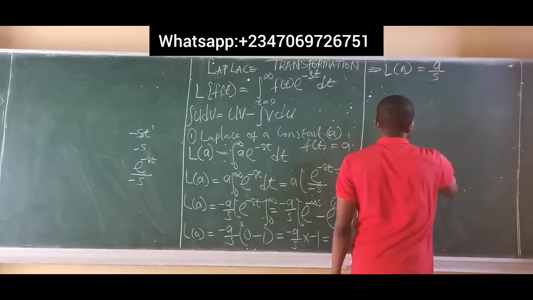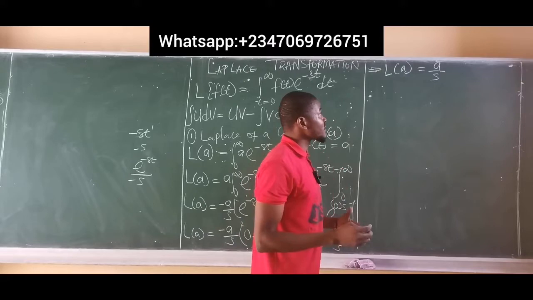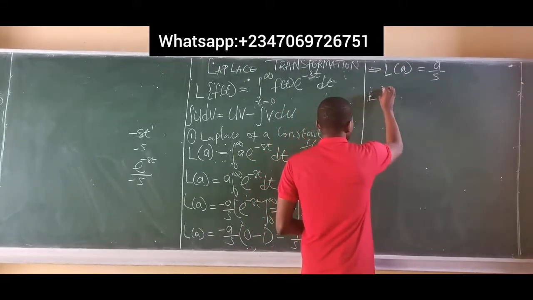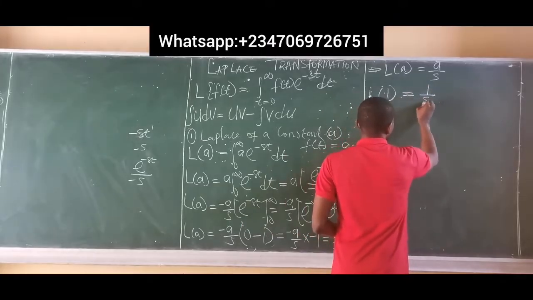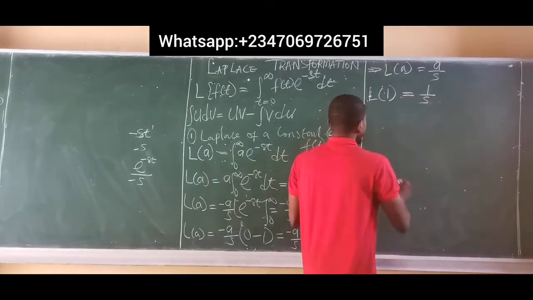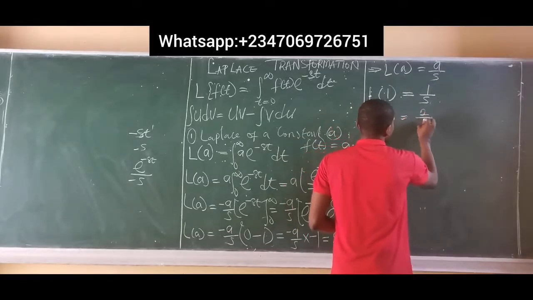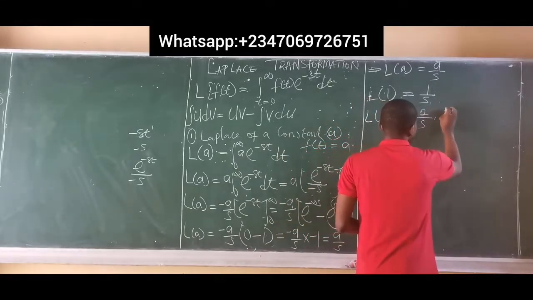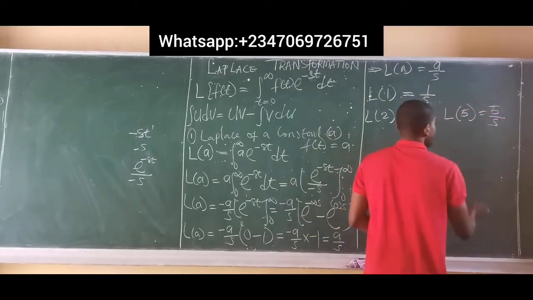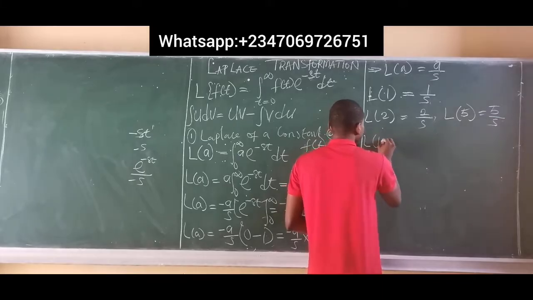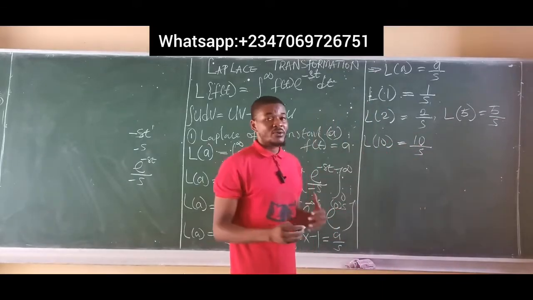Now, what is a constant? A constant is simply a number. So if you're asked to find the Laplace of 1, the answer is simply 1 all over s, because 1 is a constant. If you're asked to find the Laplace of 2, the answer is simply 2 all over s. Laplace of 5 is 5 all over s. Laplace of 10 is 10 all over s. So this is the first table of standard values.